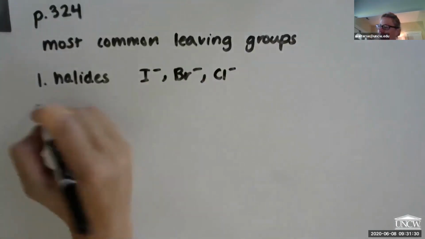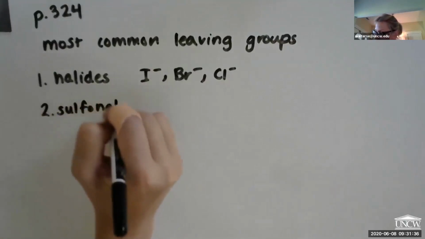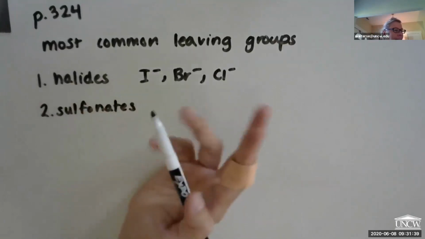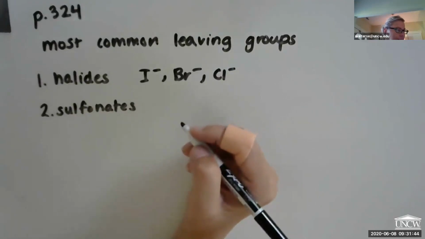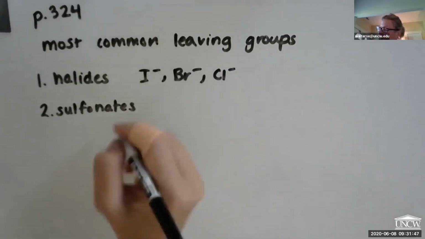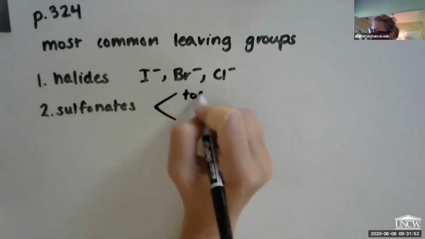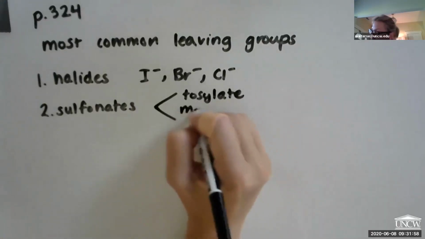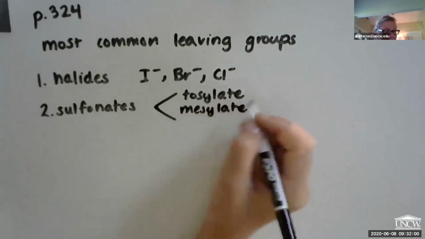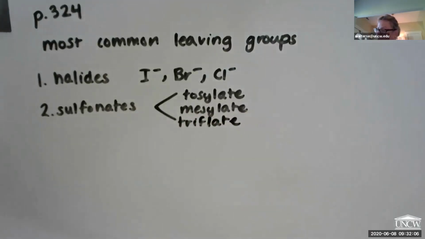Okay. The second group are called the sulfonates. And there's 3 listed, but the one we're going to work on is, so let me list them by name. So they're called tosylate, mesylate, and triflate. But the one I want you to be comfortable working with is the tosylate.